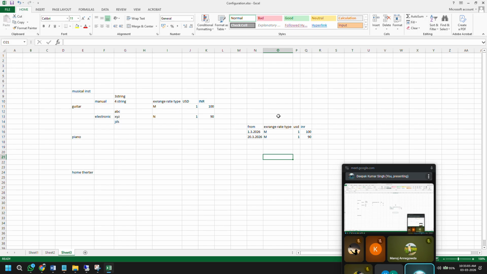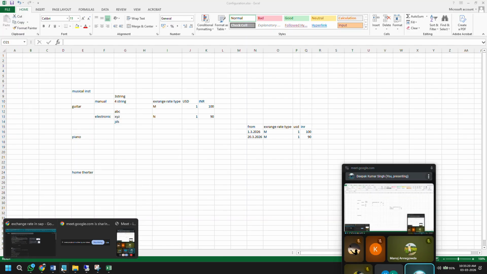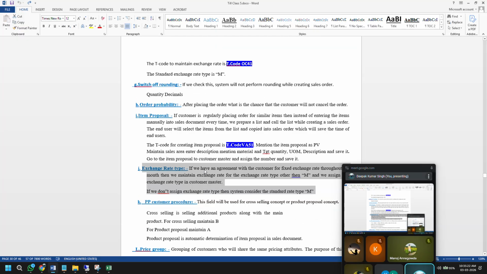Sometimes you may get confused, okay, why is this to date not there? I've seen a few people, even after some years of experience, get confused. Why do we have only the from date, and the to date is not there? Maybe something is wrong. So it's not wrong, this is how SAP behaves. Okay, so the exchange rate type is done.